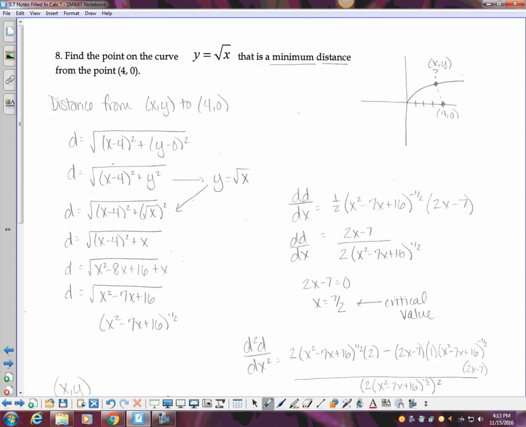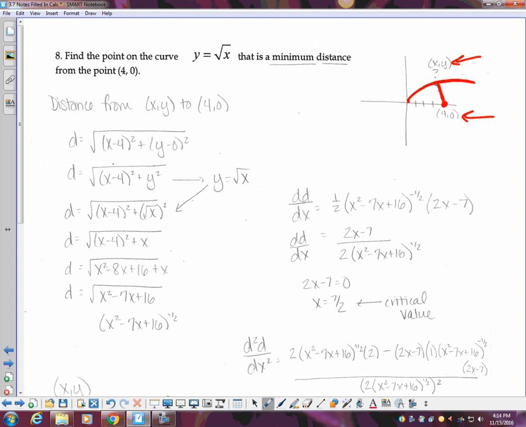Okay, last one. Find the point on the curve y equals the square root of x that is a minimum distance from the point 4, 0. Okay, so you should already see the word distance. You know we're going to be using the distance formula. Find the point on the curve. Okay, so that's your shooting star. So I come over here and drew him. I've got my point 4, 0. I want a point on here where it has the smallest distance to this point right here. So I'm going to let him be x, y, and he's 4, 0, and I need the distance between those two.